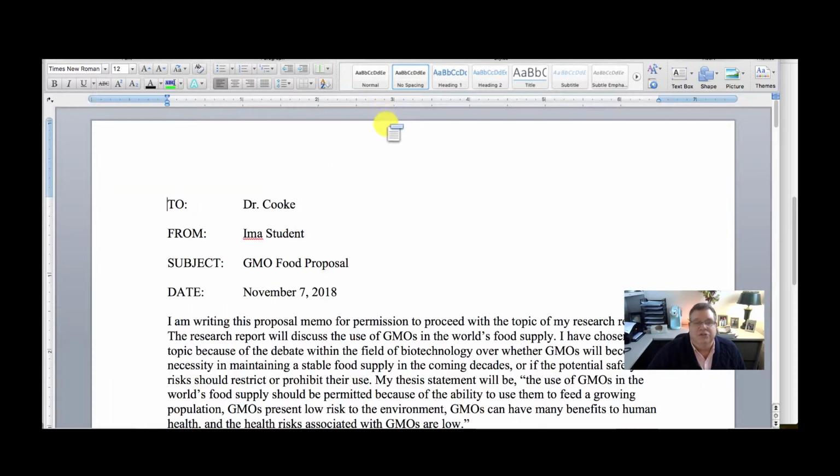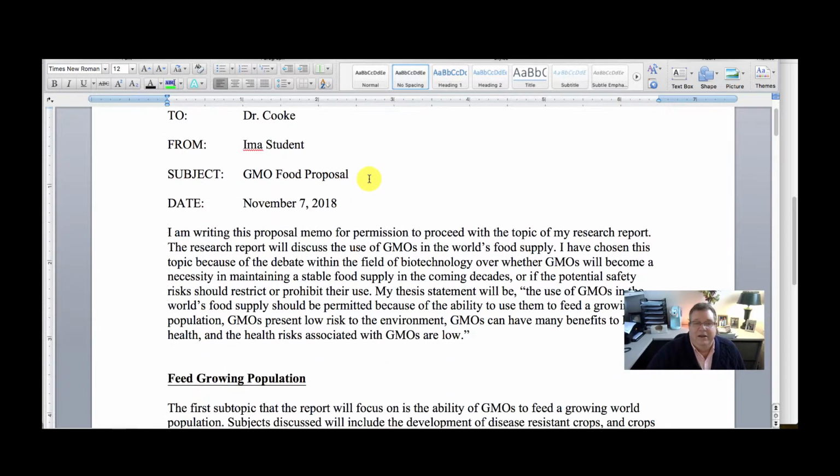So this is an actual student paper, just change the names. So again, you have the format. Here you want to model this. I'm writing this proposal memo for permission because you're asking that. You're saying why you have chosen it. So all of these aspects: asking for permission, saying why you chose it, saying why it's your thesis statement, and then really talking about the importance of the subject by looking at the thesis statement and the sentence.